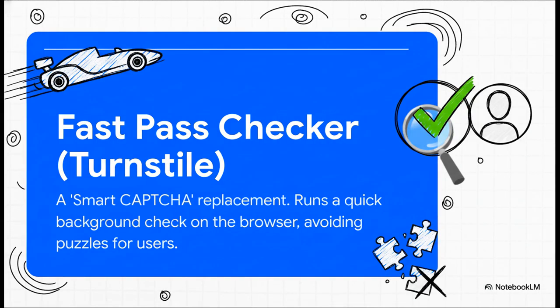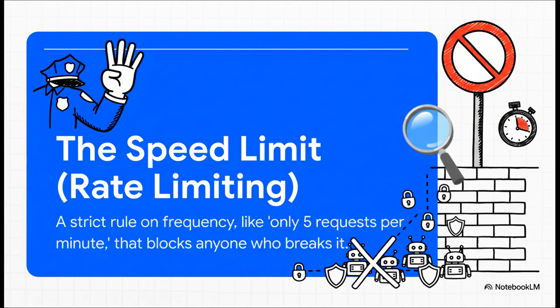Next, we have Cloudflare Turnstile, our fast pass checker. You know those awful click all the bicycles puzzles that we all hate? Well, this tool is designed to kill them. It just runs a super quick automatic check on the browser itself. Most of the time, real humans just see a little check mark appear, and that's it. It's perfect for the main entrance, your login and sign up pages, and the best part is it works pretty much anywhere.